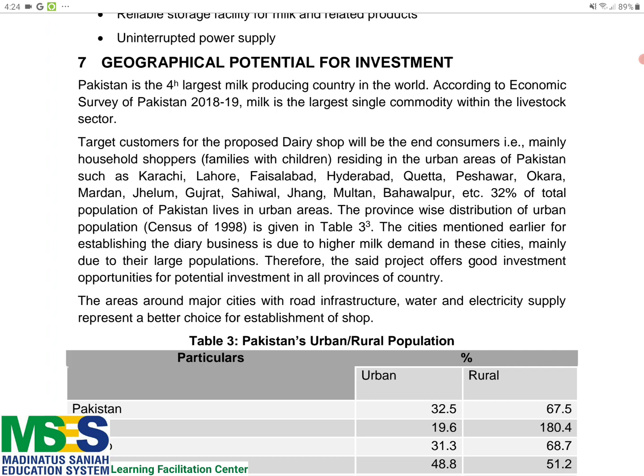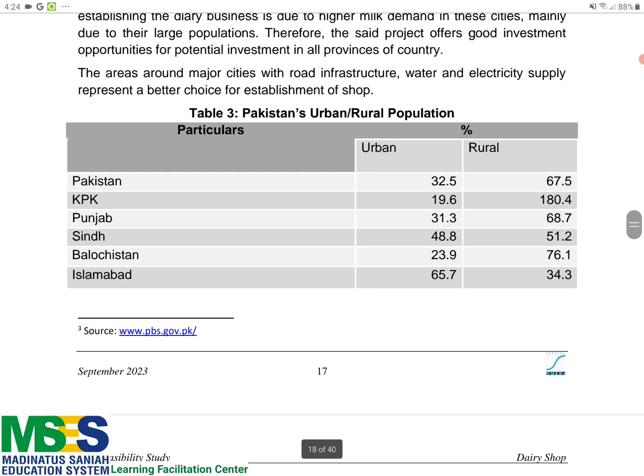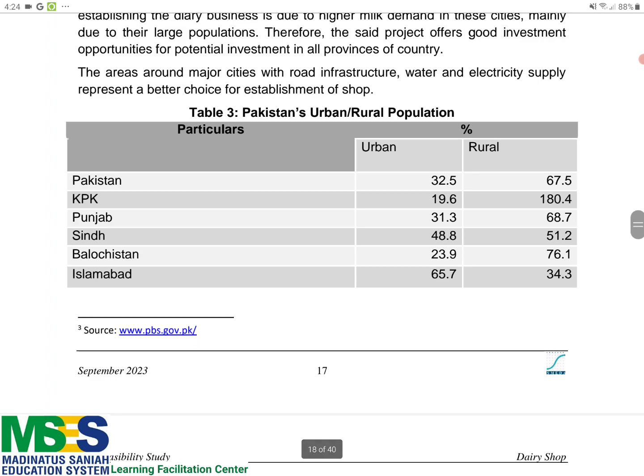Then, what about the population of Pakistan? How much population lives in cities and how much in rural areas? Are you going to open your shop in KPK? No. Where are you going to open your shop? In Karachi, Sindh, where I'm living. And how much population of Sindh lives in cities? It's 48.8, around 48% of the population is in urban centers. So this is good for you. Most of the population of your province lives in cities, and you are going to open your shop in a city.